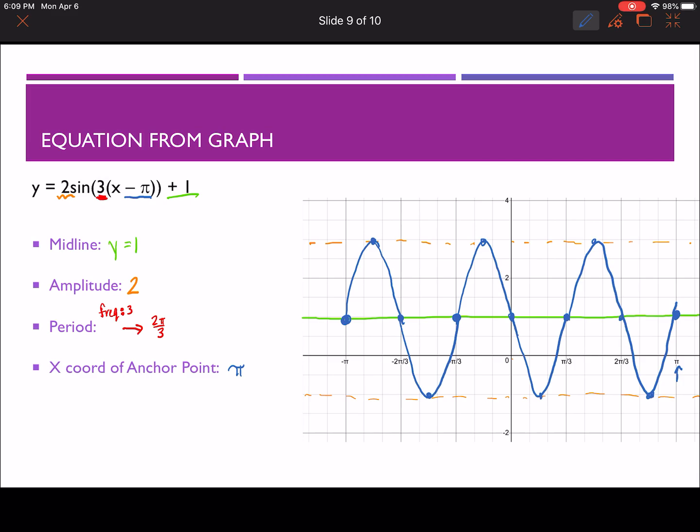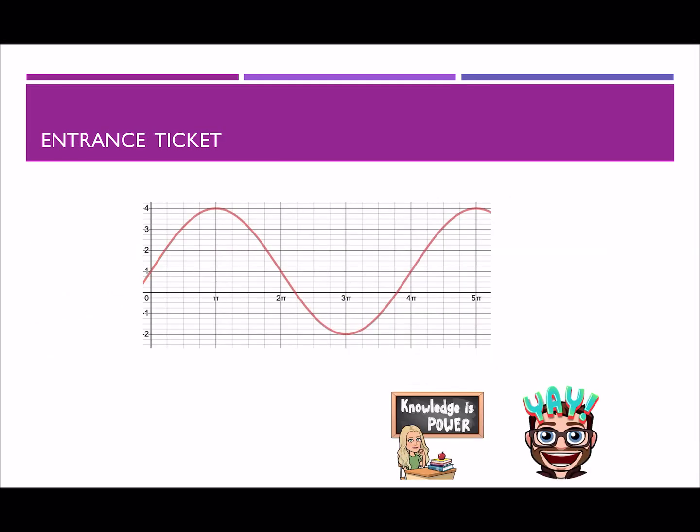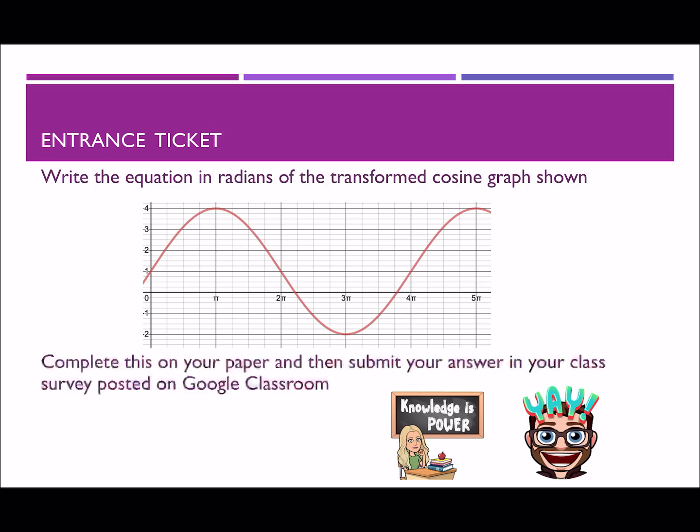Just like that. Great. All right, last thing is your entrance ticket. Your job is to write the equation in radians of the transformed cosine function that is shown below. You're going to complete this on your own paper, take the picture, submit it just like you have been, and then you're also going to fill in your answer on Google Classroom. Do this part now.